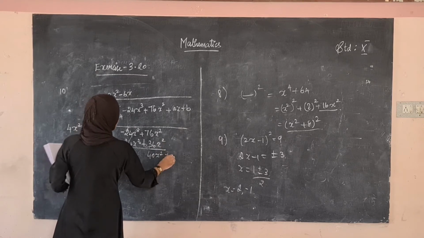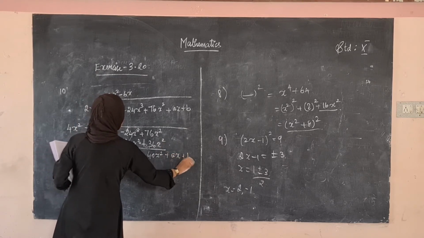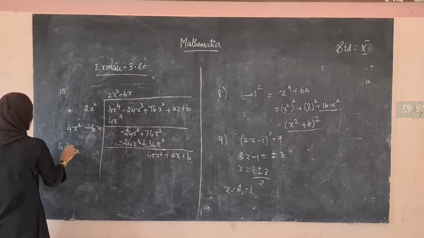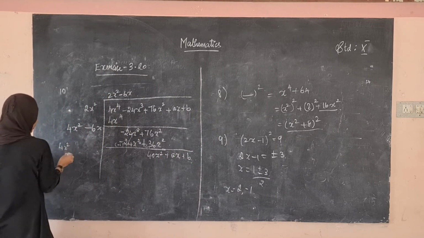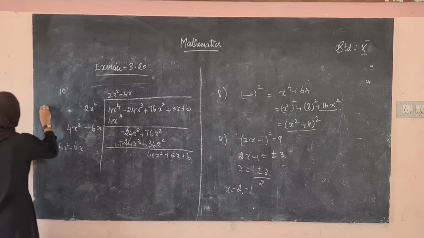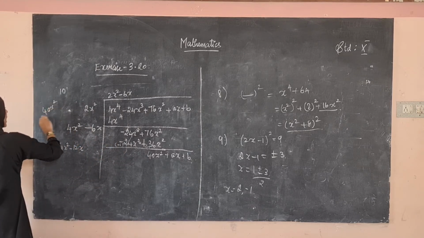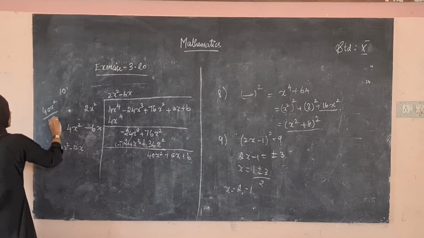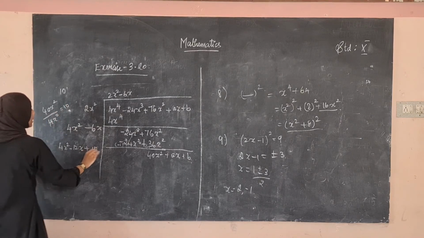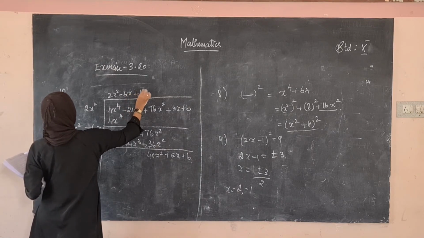Okay, bring this plus ax plus b down. Again, what happens? 4x square will be as it is. Multiply this by 2, minus 12x. Now divide this 40x square by 4x squared. What happens? This one is 1, so 10, plus 10 here. Here it was also plus 10.